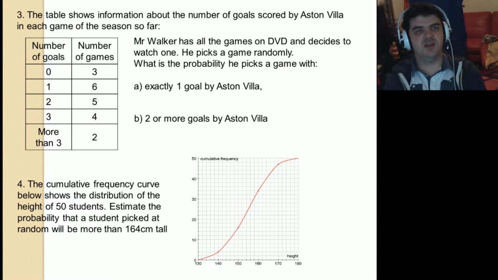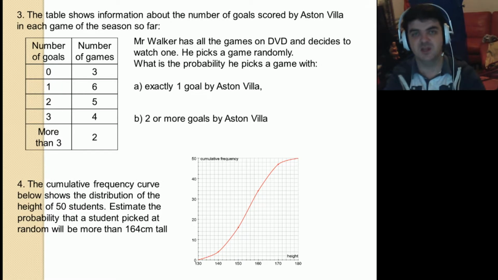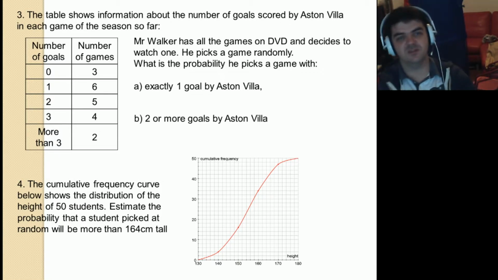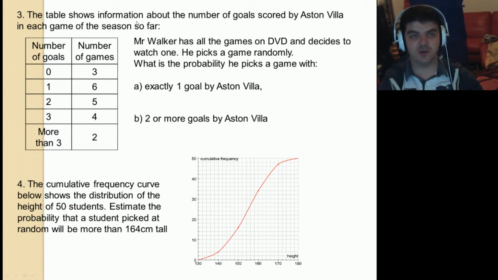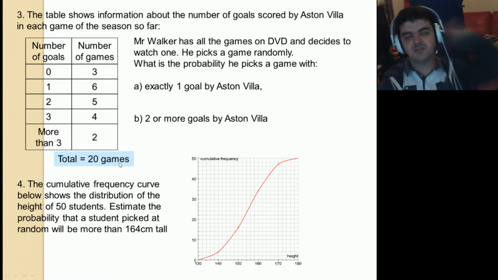So here's a table which shows information about the number of goals scored by Aston Villa in each game so far. Mr. Walker has all the games on TV and decides to watch one. He picks a game randomly. What is the probability he picks a game with exactly 1 goal by Aston Villa? Well, again, we've got the same problem. We need to work out how many games there are, the total number of possibilities. So there were 3 games with no goals, 6 with 1, 5 with 2, 4 with 3, 2 with more than 3. If I add those all together, I get that there's a total of 20 games. 3 plus 6 plus 5 plus 4 plus 2 gives me 20. So the probability of exactly 1 goal by Villa is 6 over 20, which is 3 over 10.